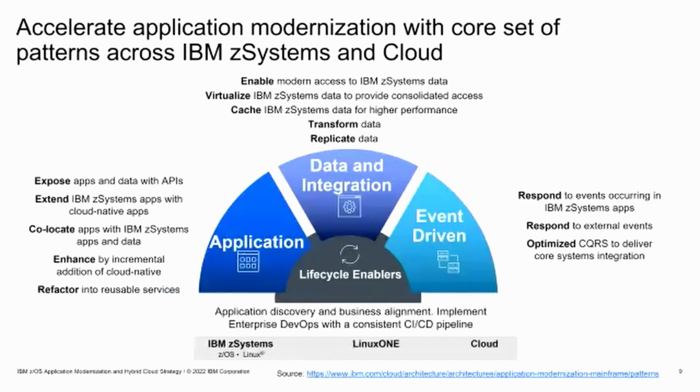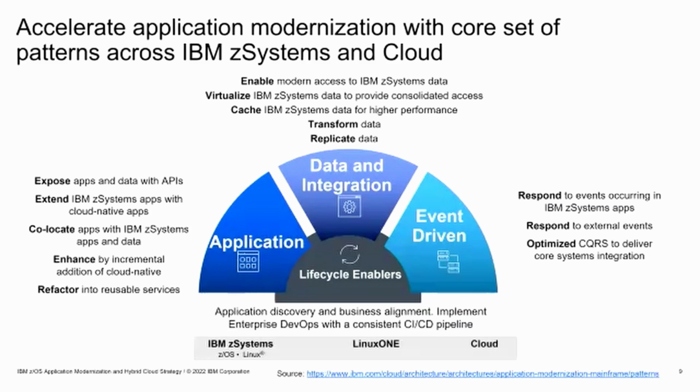This diagram breaks down the application modernization patterns into four discrete components. There's application, data and integration, event-driven, and lifecycle enablers. Application modernization, applications, is the key part where CICS applications fit into this strategy. And we're going to talk more about applications in light of this. Data and integration is very much focused on databases, data stores and integration. Not going to talk so much about that, but that's still a key part of modernization.